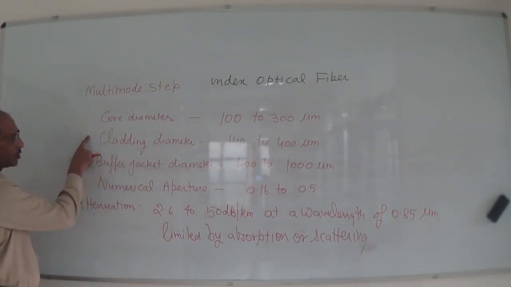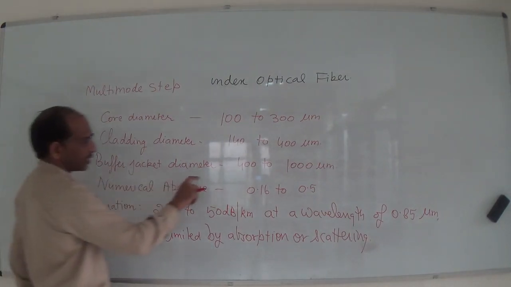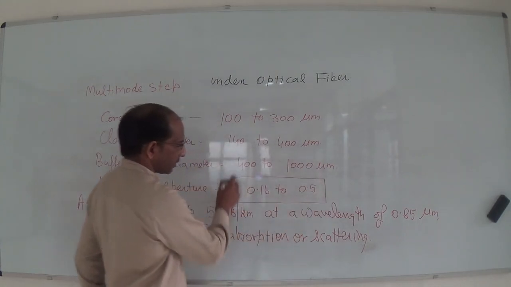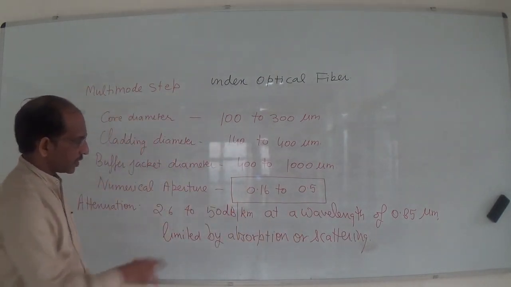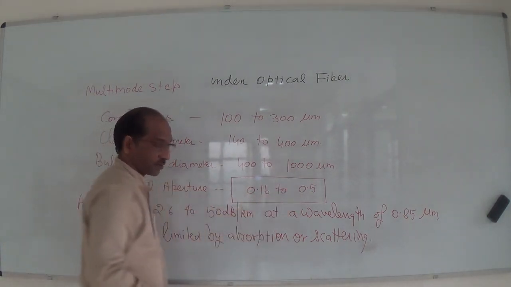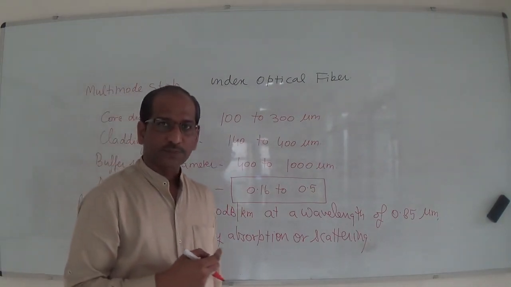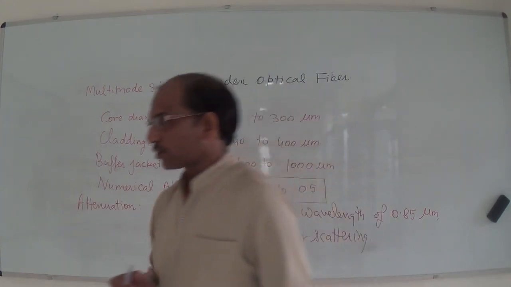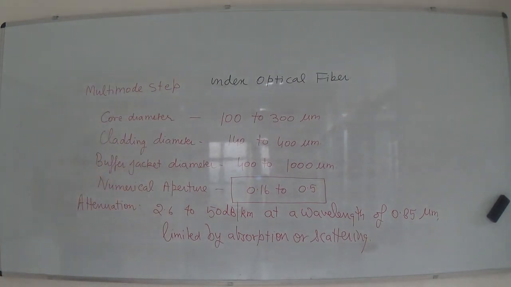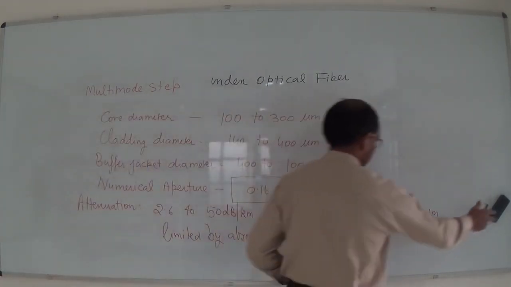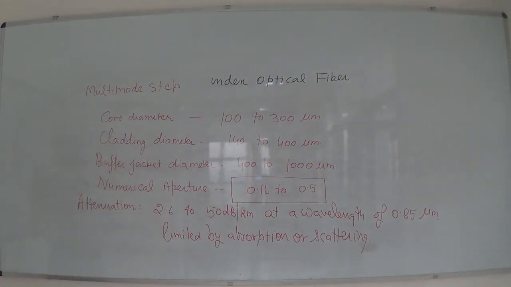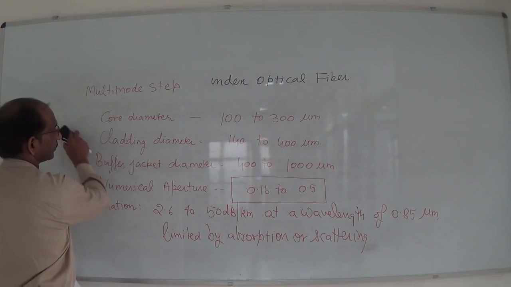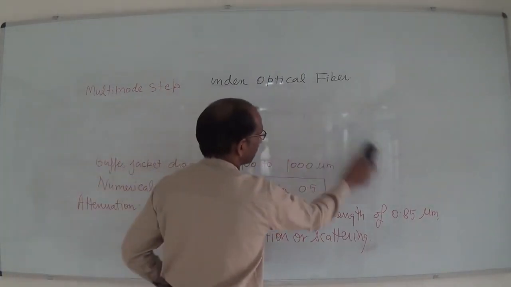So these are the dimensions of the core, cladding and buffer jacket, and then numerical aperture. The numerical aperture for the multi-mode step index optical fiber is increasing. Here this is 0.16 to 0.5. So if the numerical aperture of any optical fiber lies in this range, that will be a multi-mode step index optical fiber. And now the multi-mode graded index optical fiber. But before that, I have to mention the bandwidth of the multi-mode step index optical fiber.